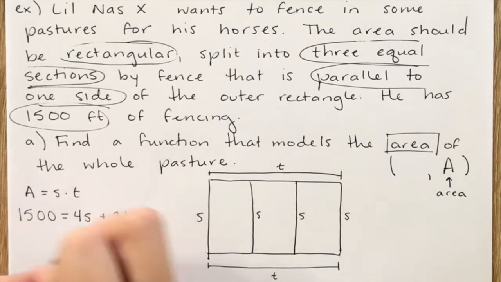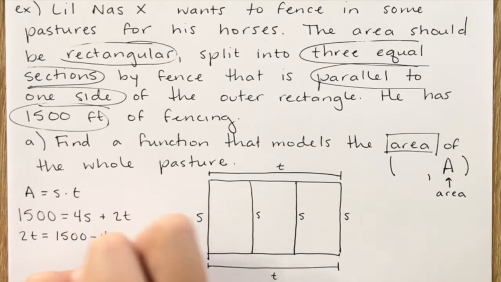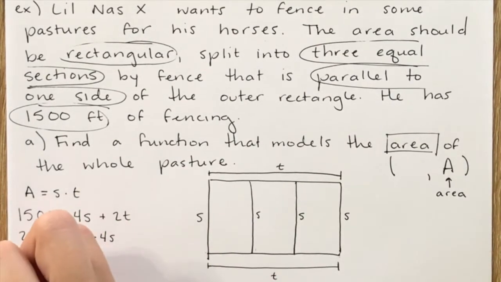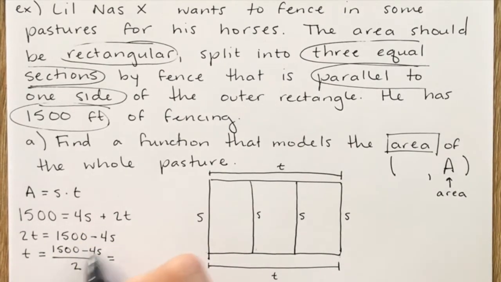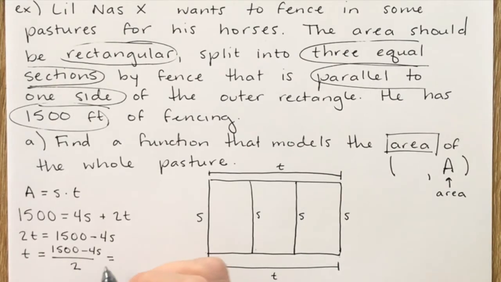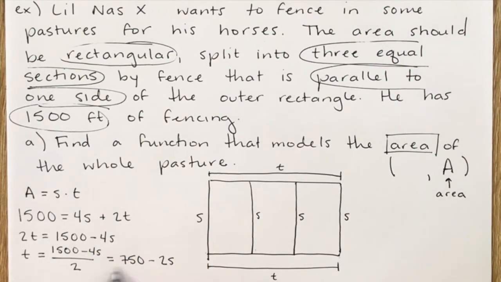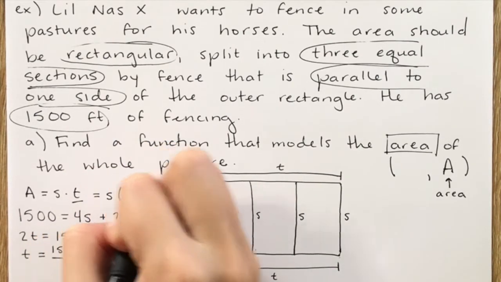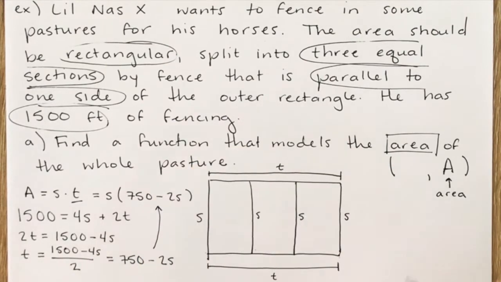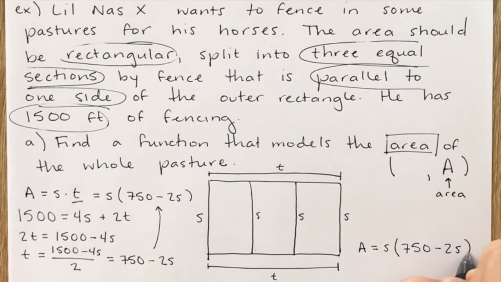So we want to bring 4S to the other side, so we have 2T equals 1,500 minus 4S. And we divide everything by 2, so we have T equals 1,500 minus 4S over 2. We can divide each of these terms by 2 and reduce. 1,500 divided by 2 is 750, and 4S divided by 2 is 2S. So T is equal to 750 minus 2S. That means I can replace T here with 750 minus 2S, which means that my area is equal to S times 750 minus 2S, and that is my answer.